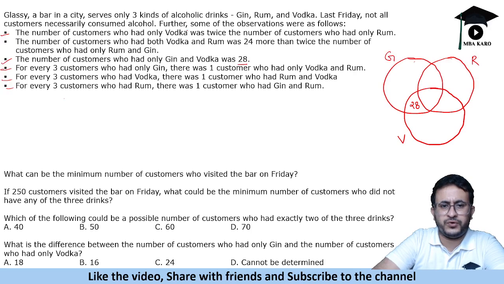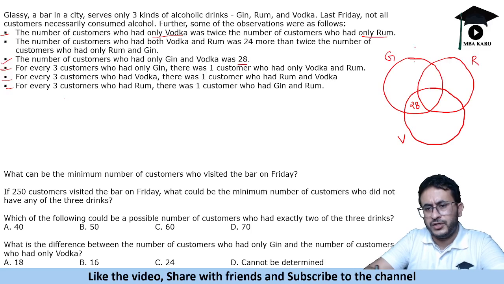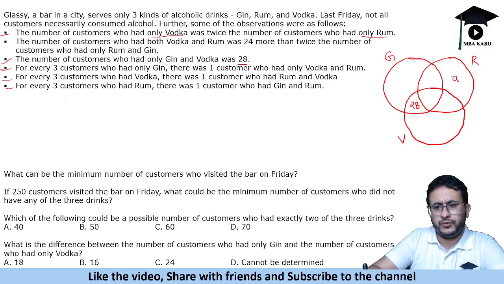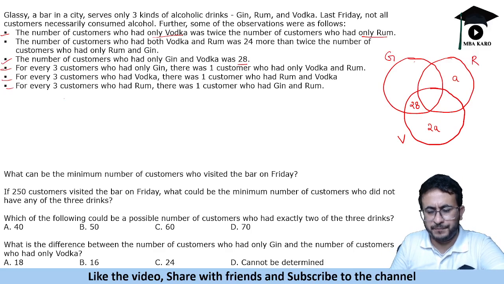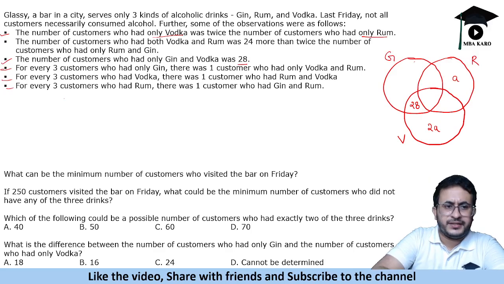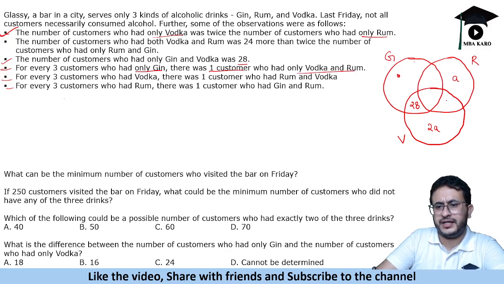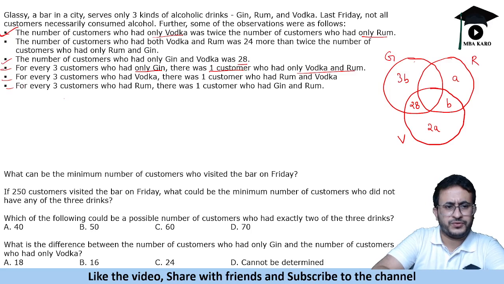The number of customers who had only vodka was twice the number of customers who had only rum. So let us say a number of people had only rum, so only vodka will be 2a. So that is one equation that we will form. Okay, this is done. Now similarly, if you go to this statement, it says for 3 customers who had only gin, there was one customer who had only vodka and rum. So this only gin is 3 times only vodka and rum. So let us say we take this value as b, so this value will be 3b. Okay, so this is also done.